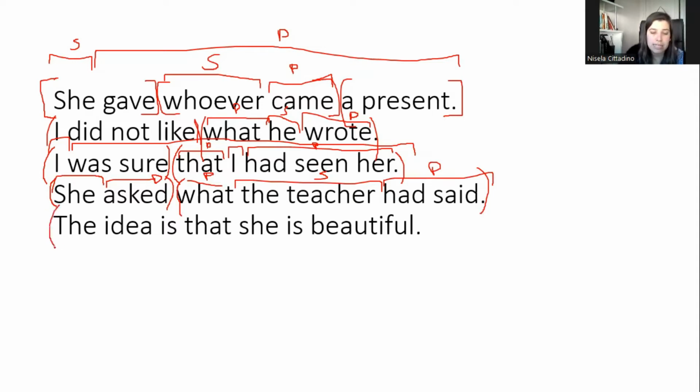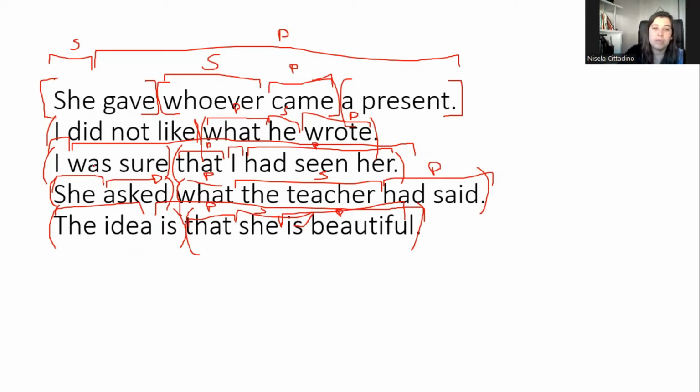The last sentence: the idea is that she is beautiful. That she is beautiful is the nominal relative clause. Yes, and we do it the same way. The idea is the subject, and that she is beautiful is the predicate, and inside we also have to identify the predicate and the subject. Here this is the subject, and is beautiful is the predicate inside the predicate.